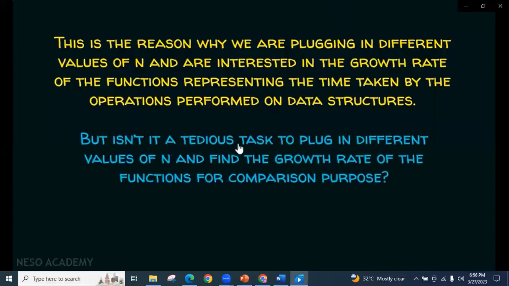But isn't it a tedious task to plug in different values of n and find the growth rate of the functions for comparison purposes? Obviously, it is a tedious task. You need to plug in different values of n. You need to determine the growth rate of the function. It might be possible that for n equals 10,000, you will get that point after which you can be sure which data structure is performing better. It is a very tedious task.